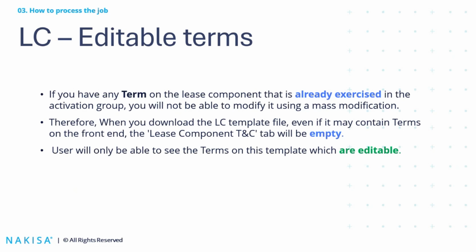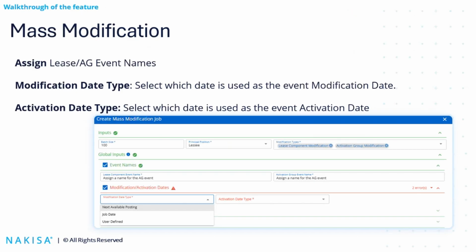So the first thing I would like to bring attention to is that if you have any term on the lease component that is already exercised, you will not be able to modify it using a mass modification. So when you attempt modifying it, the user can download it, and they will see that there is an empty tab for the lease component. The terms and conditions tab will be empty. So the user can only see the terms that are editable in the Excel template when you download it. Let me show you how we can see this on the UI.